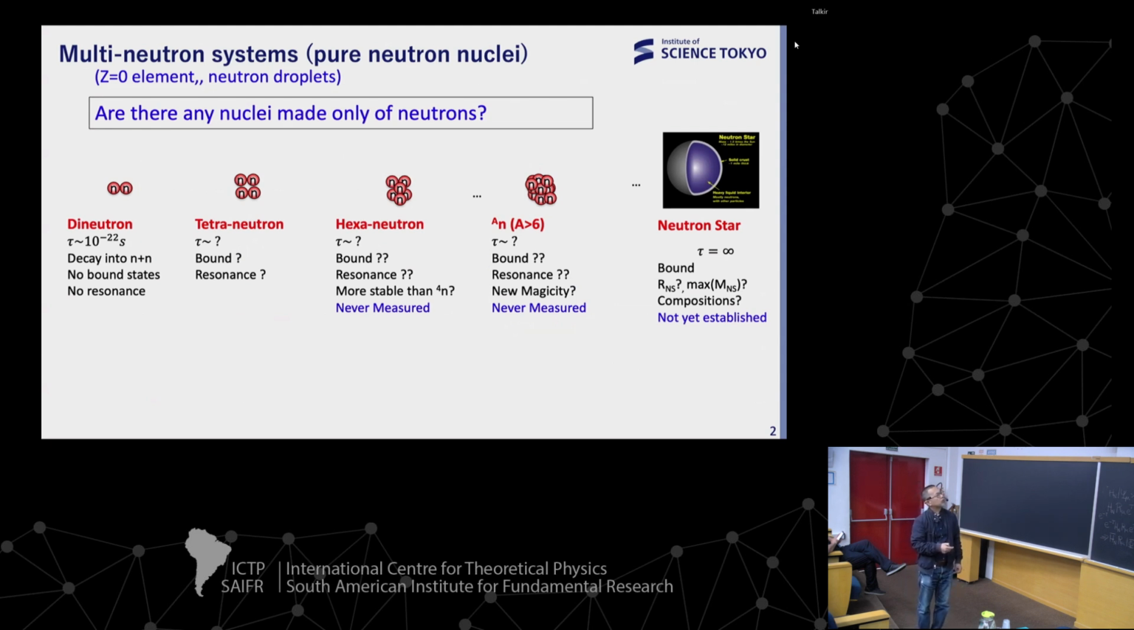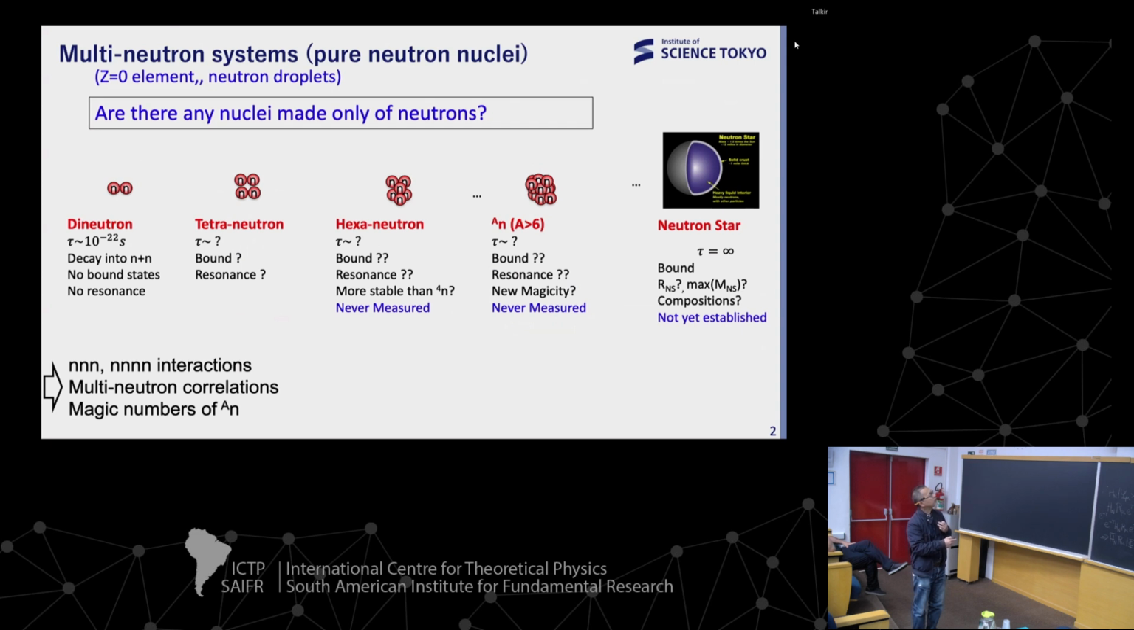And then, of course, at the end, we have the neutron star. Of course, a neutron star is not pure neutrons, we know, but its lifetime is infinity. But there are many questions, as we heard from Ingo's lecture. Neutron star radius, maximum mass, compositions, not yet established, I would say.